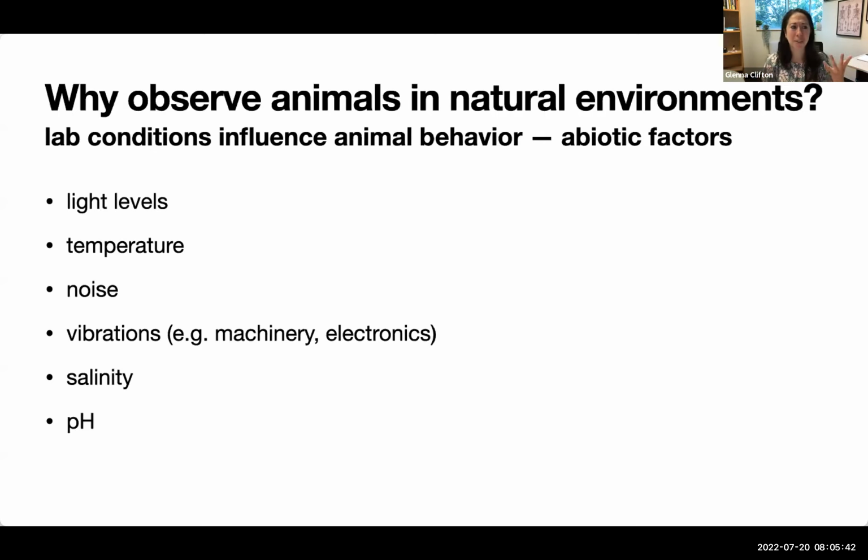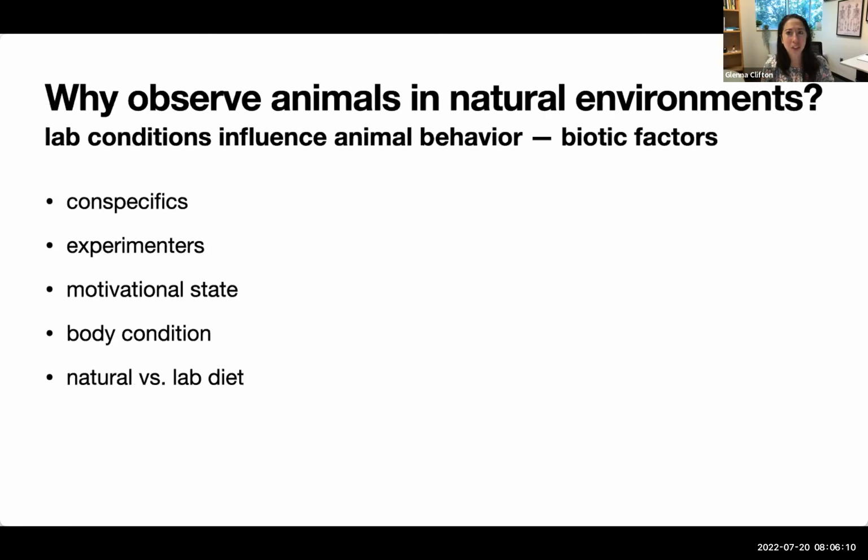These are things like light levels, temperature, noise from either stuff in your lab space or environmental noise, pollution, things that may influence their habitat, like the salinity, the pH of the water if they're an aquatic species. All of these factors can really influence how an animal behaves, even though it may not be the focus of what you're studying. And there's also biotic factors. For instance, the presence of other conspecifics, other animals of the same species, can really change how an animal behaves and with interactions.